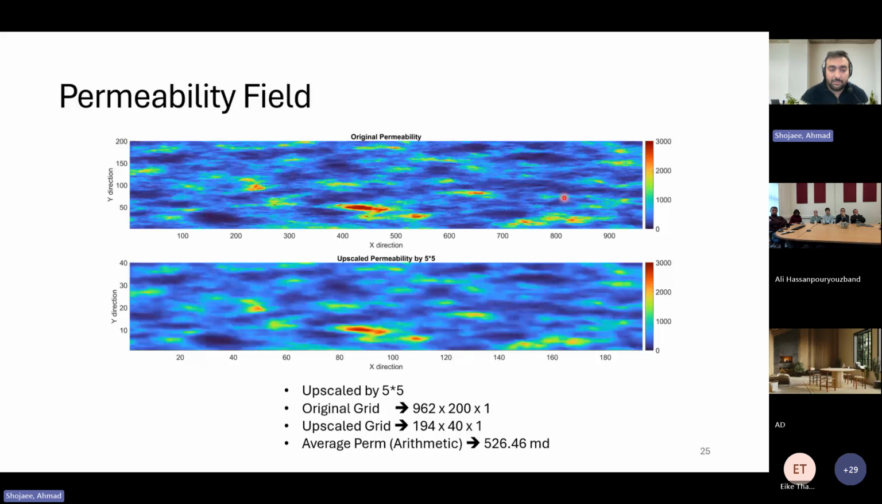This profile shows the permeability field, which is distributed along the reservoir, and we are going to inject from the left side of the reservoir. Because of the runtime problem, it is not the original permeability field. I upscaled it using some simple averaging method. And so let's see the results.